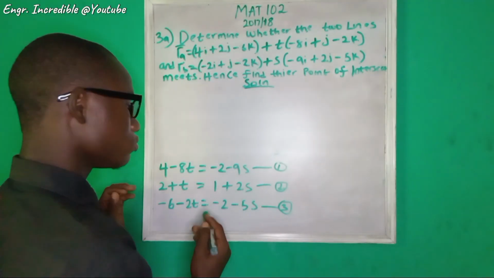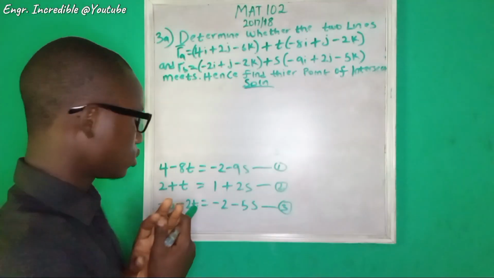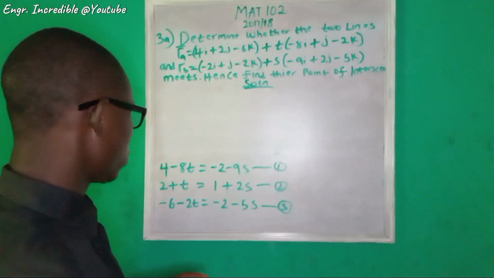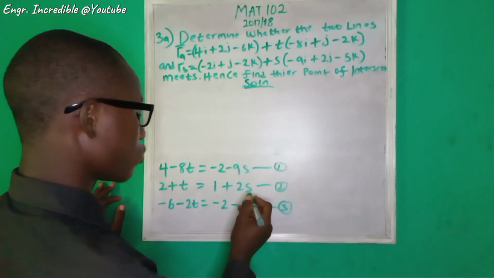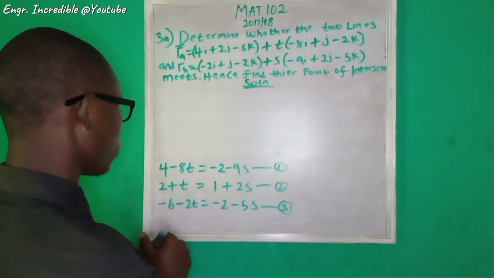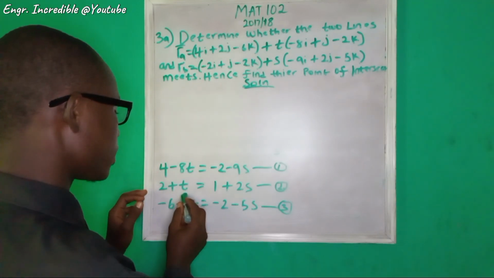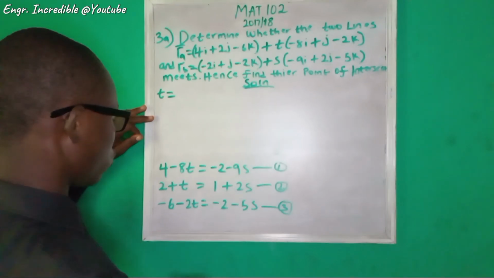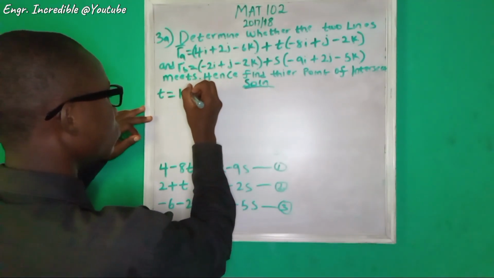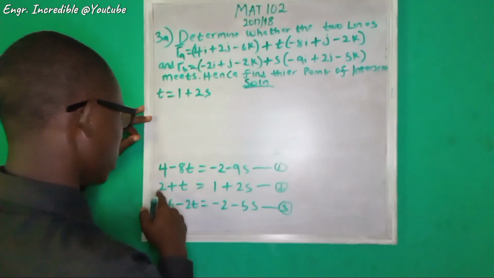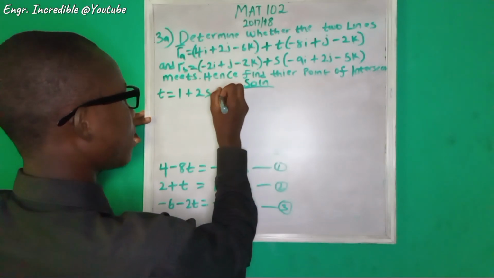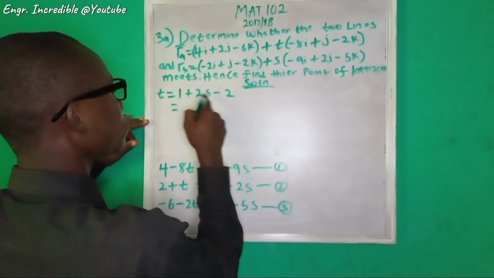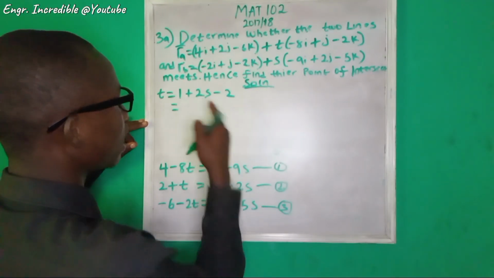Now I'm going to pick any of the ones here, and I'm going to try the substitution method. Let me pick equation 2 right here and make t the subject of the formula. From this second one, t equals 1 + 2s, and if the 2 comes to the other side, we have -2. So therefore our t equals -2 + 1, that is equal to -1.